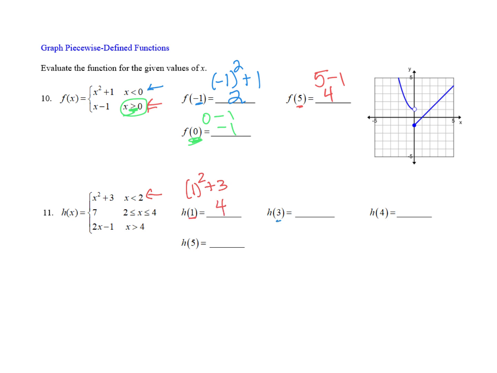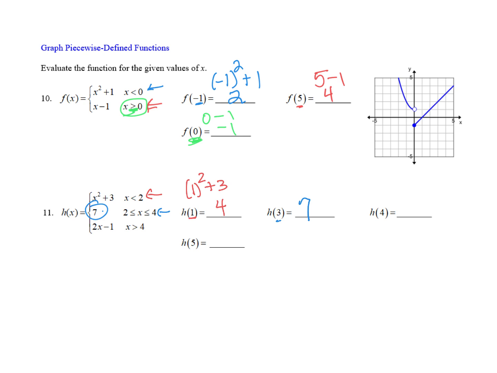Then where does 3 fall? Is 3 less than 2? Is 3 between 2 and 4? Or is 3 greater than 4? Well, 3 would be between 2 and 4. So when I plug 3 in, notice here, this one's a little bit special. This one is 7. No x values. So h of 3 is simply 7 because I don't have anywhere to plug in my 3.